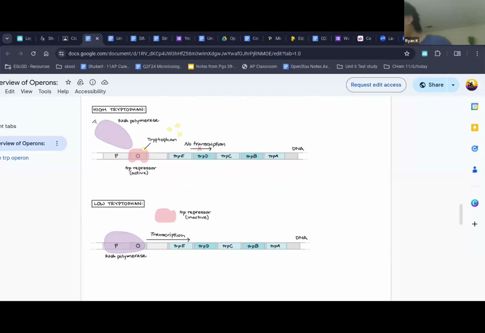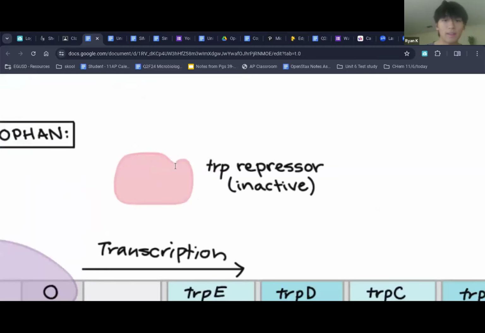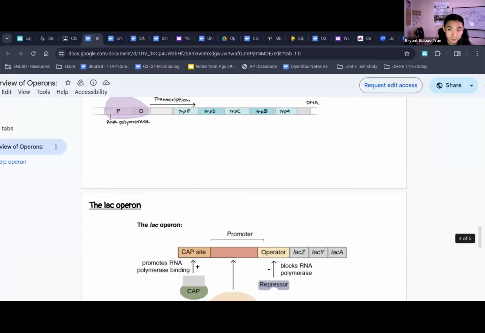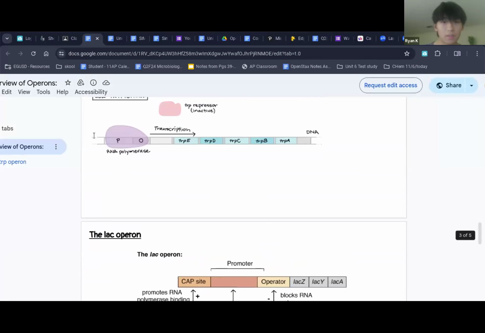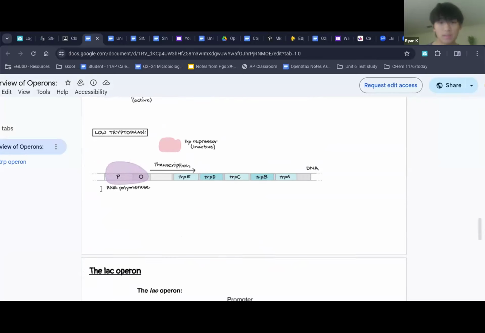Let me try to find my notes. Yeah. All right, that's pretty self-explanatory. Brake is off, and if there's low tryptophan, nothing binds to this little gap right here, and it just goes. But there is no activator, so it can just move slowly without its activator.